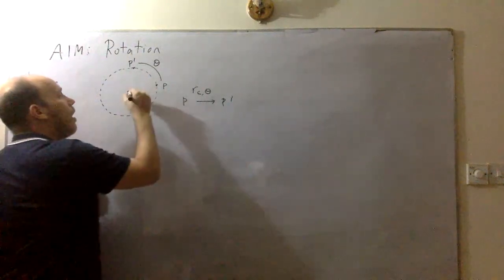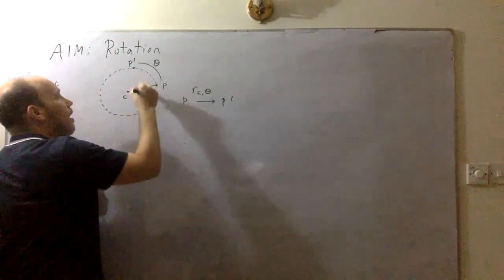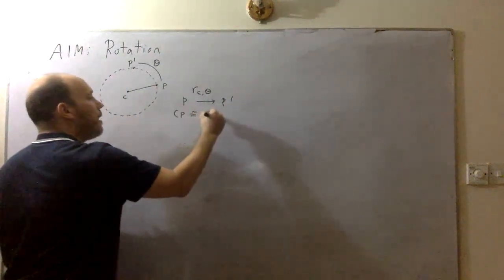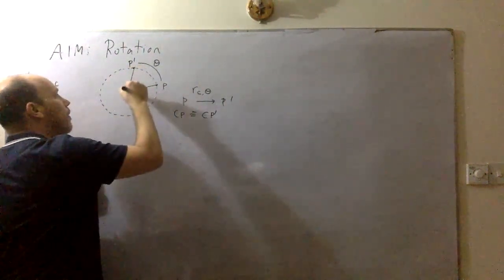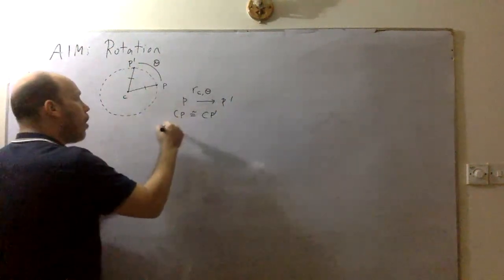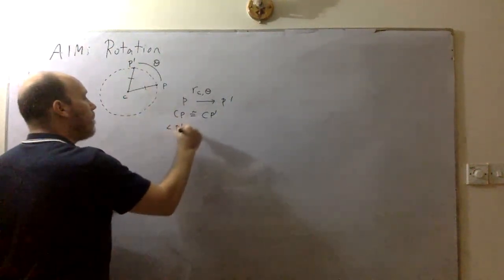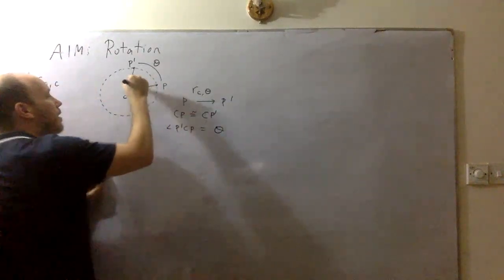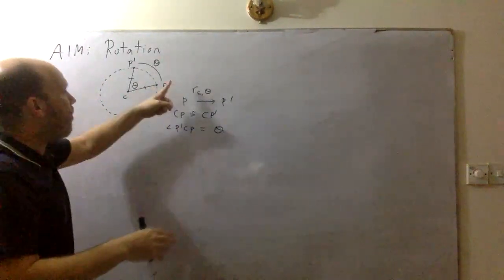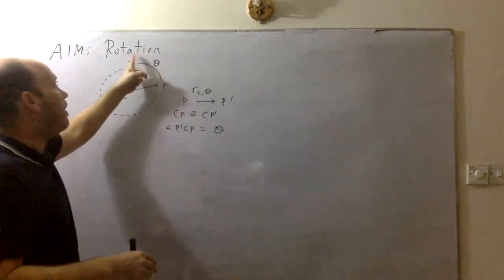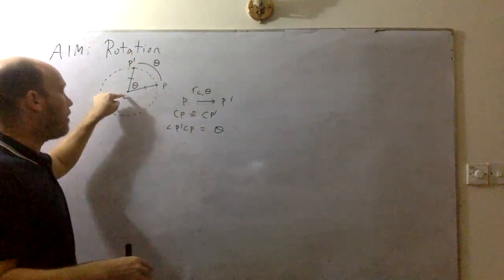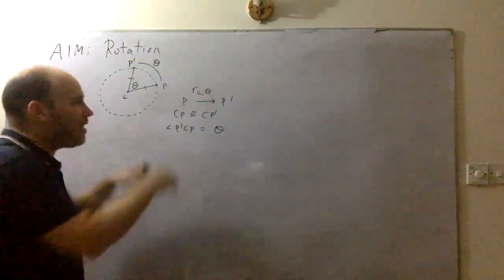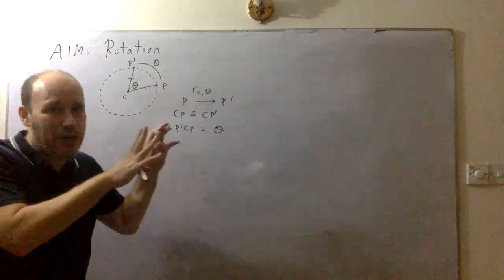First of all, CP has to be congruent to CP prime. And also, angle P prime CP is equal to theta. And that's how we show that P has been rotated to P prime about C by theta degrees. That's the strict definition of rotation.